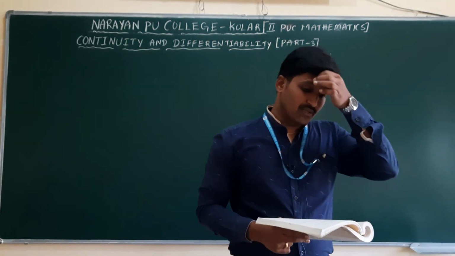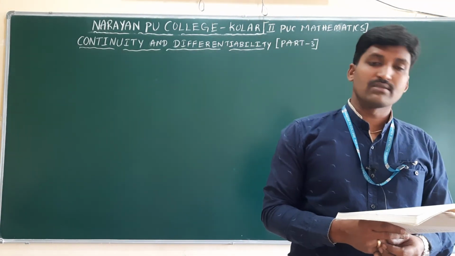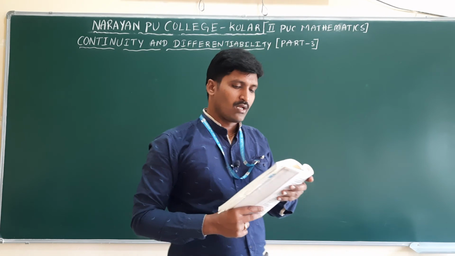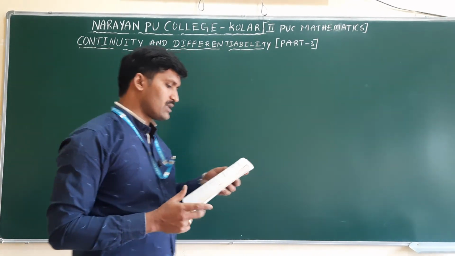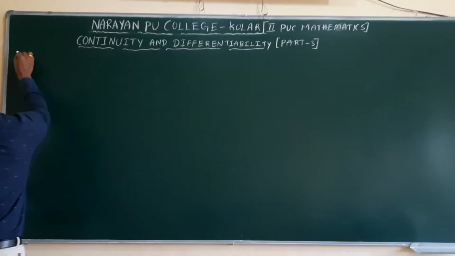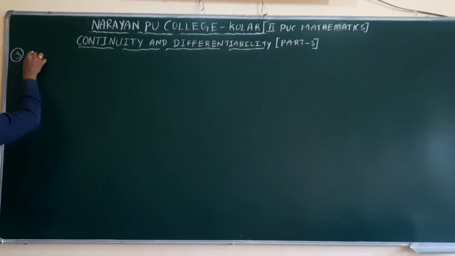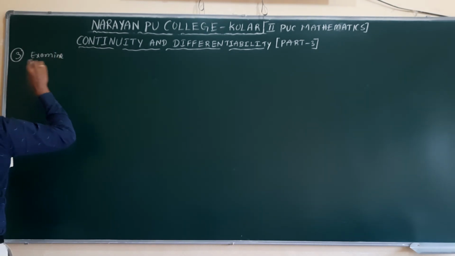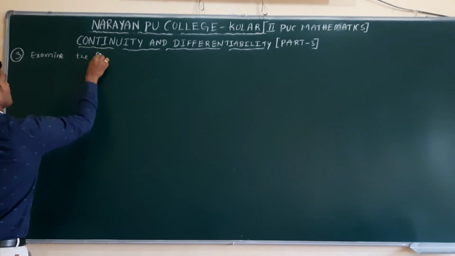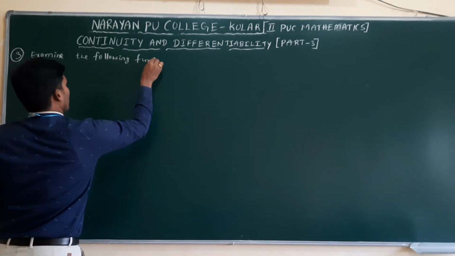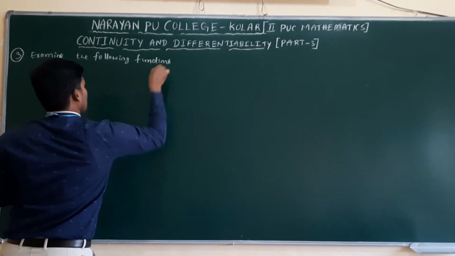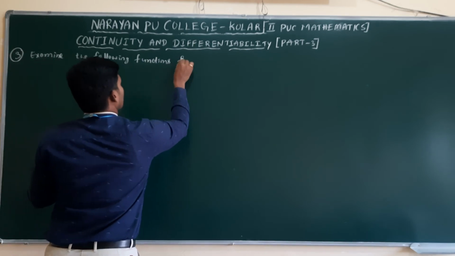Now in the previous session, we discussed some examples and exercise 5.1. The first question is already done, and the second question I gave as homework. Next, coming to the third one, examine the following functions for continuity.